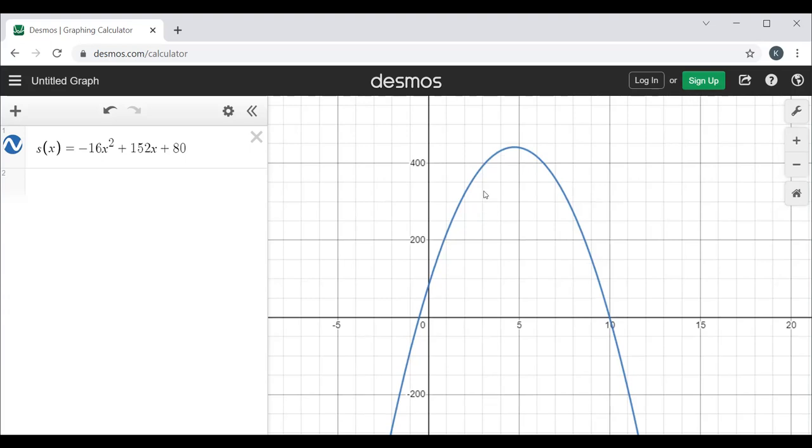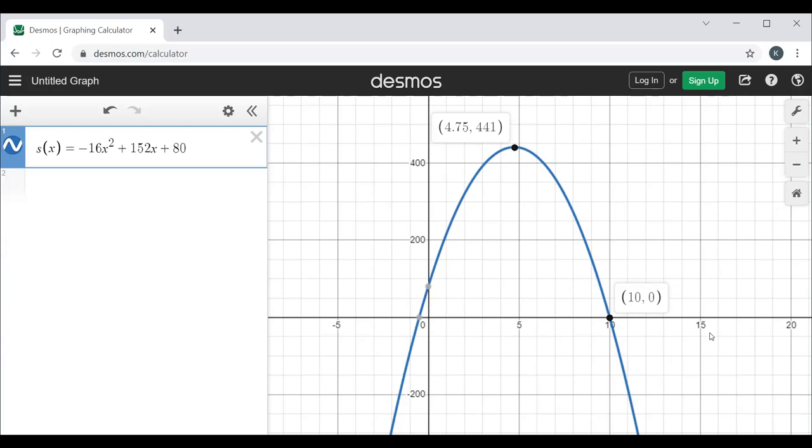I need this point up here, 4.75, 441, and this point over here, 10, 0. This point up here is my maximum, and the 4.75 represents the time. So after 4.75 seconds, the height is 441 feet. This point over here says after 10 seconds, it hits the ground, right?